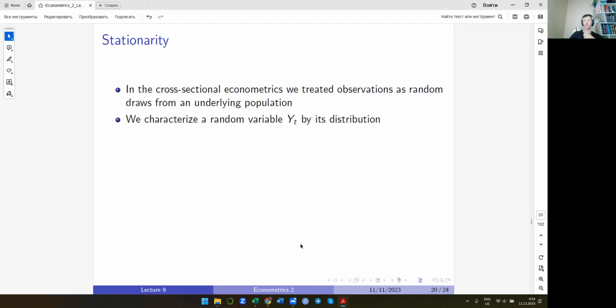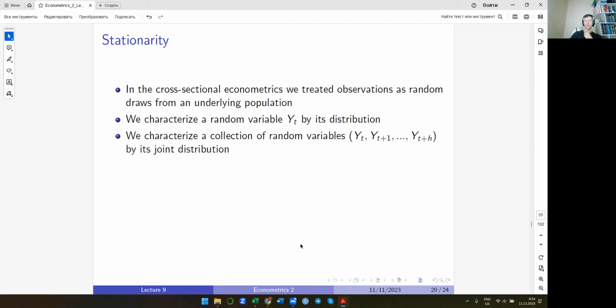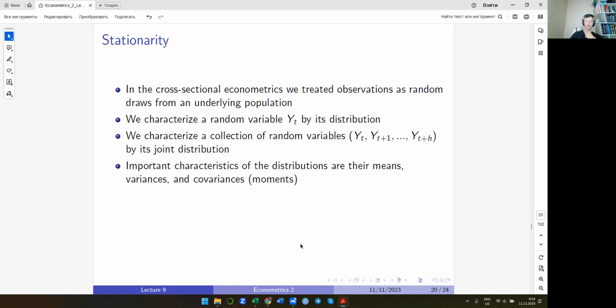Now, we want to characterize the random variable yt by its distribution. And we want to characterize the collection of random variables yt, yt plus 1, up to yt plus h by the joint distribution. And of course, we know that important characteristics of distributions are means, variances, and covariances. We called all these characteristics moments.